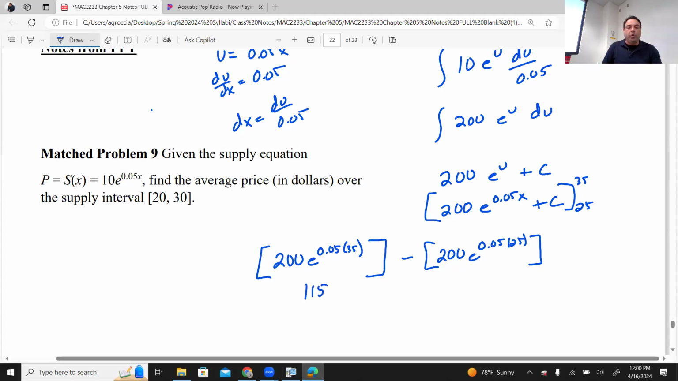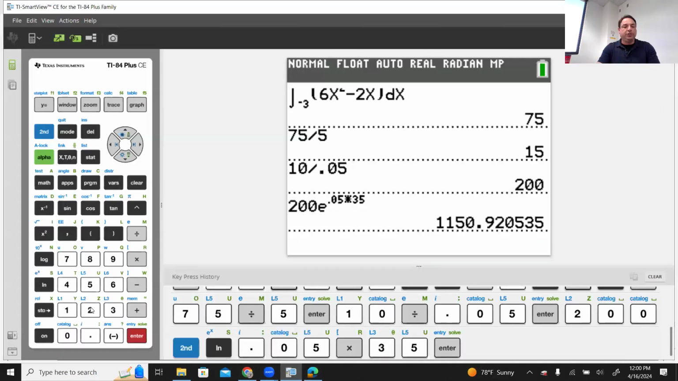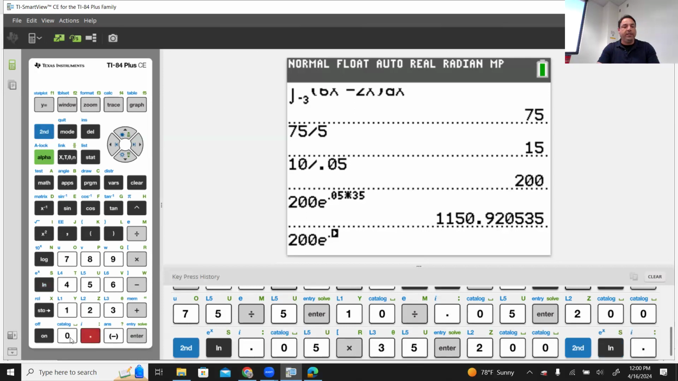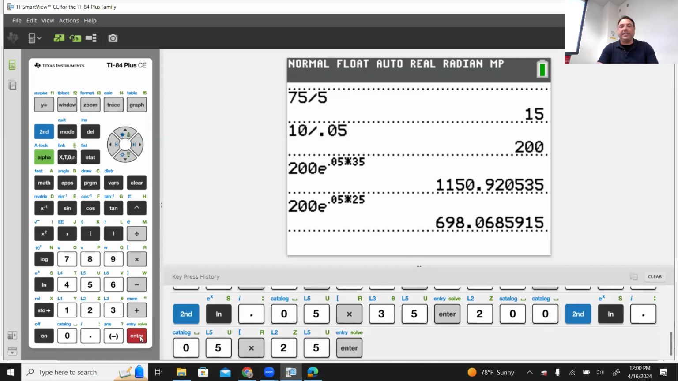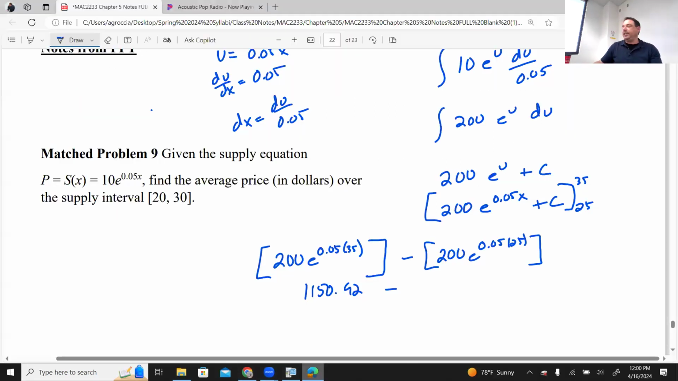1150.92. Now remember, our goal is to get total price. Since it's a price, I'm going to do 2 decimal places. Our input is supply, our output is price. Then I'm going to repeat that: 200 e to the 0.05 times 25. And that's going to give us 698.07.